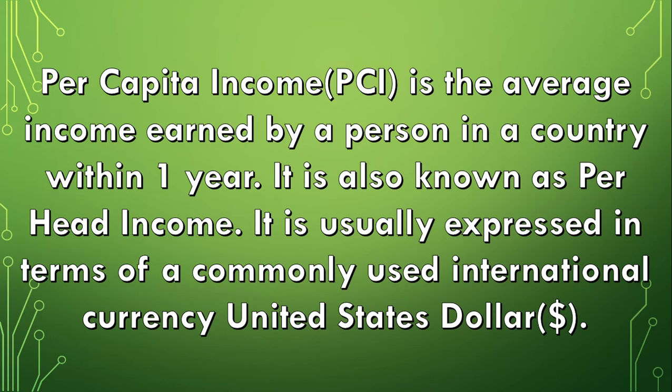All the earnings of the people are added together and divided by the total population of a country, then we get per capita income. Generally, per capita income is calculated for a year, so in the definition it is given within 1 year. Per capita income can also be called per head income. In short, it is known as PCI, and generally PCI is calculated in United States dollar or US dollar.